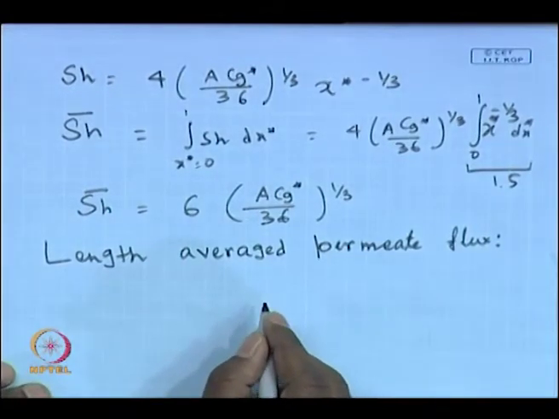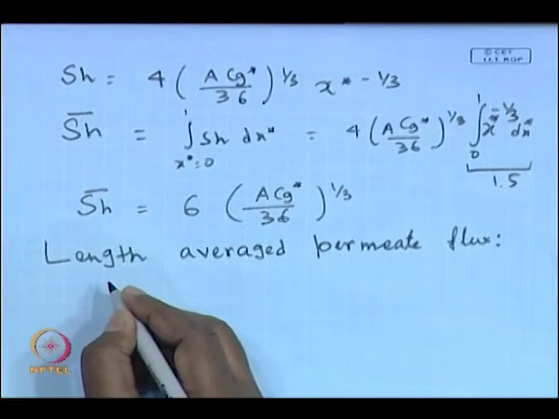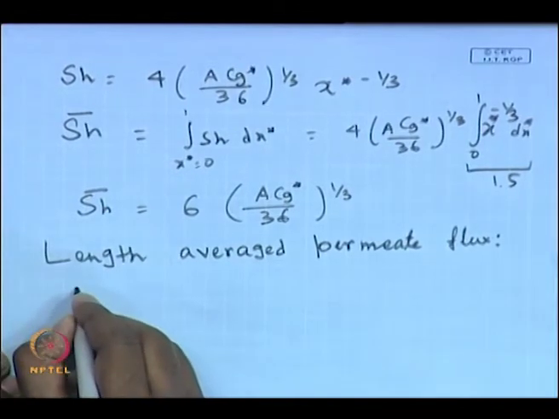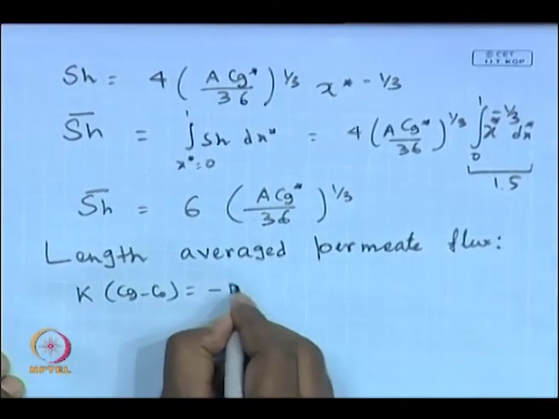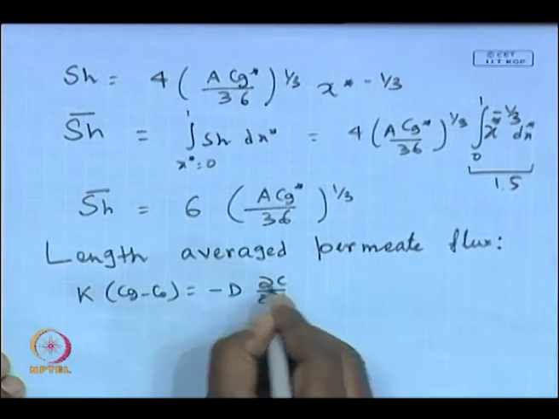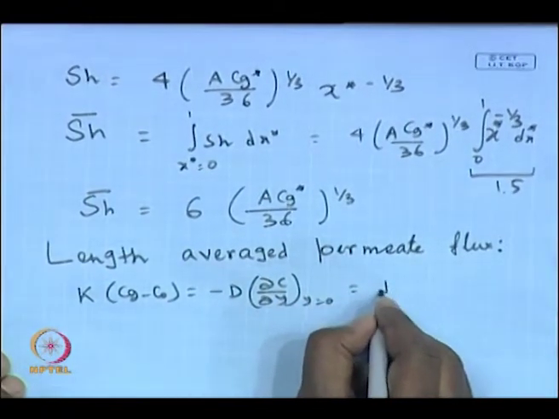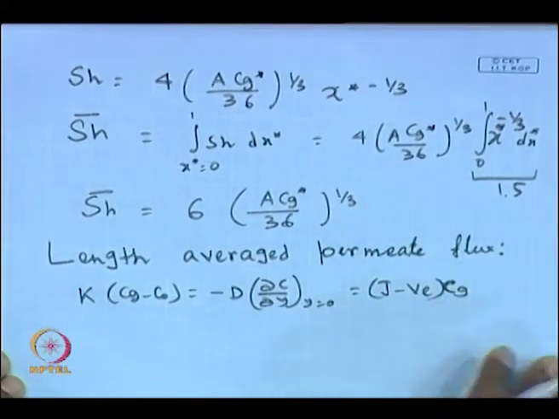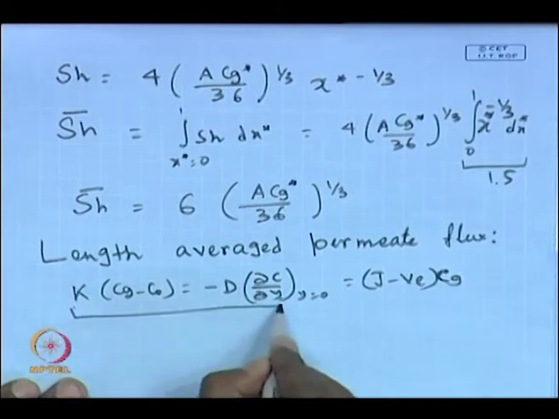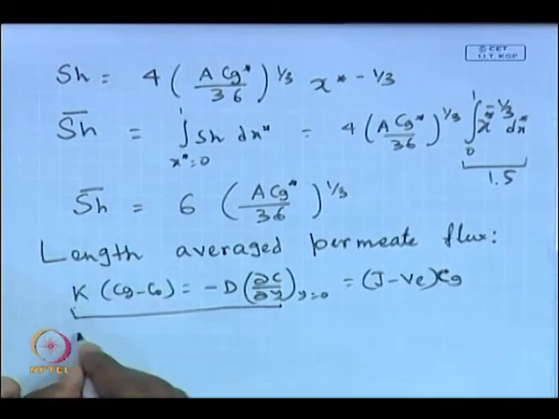The length averaged permeate flux can be obtained from the definition of the mass transfer coefficient and the boundary condition at y equal to 0. It is k times (Cg minus C naught) equal to minus D del C del y at y equal to 0, and this is equal to (J minus Ve Cg). Okay, now what is this? The first equation is nothing but the definition of mass transfer coefficient. If you remember, we just did it right away.